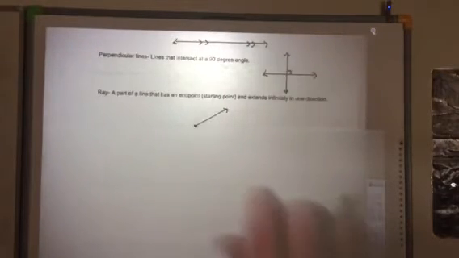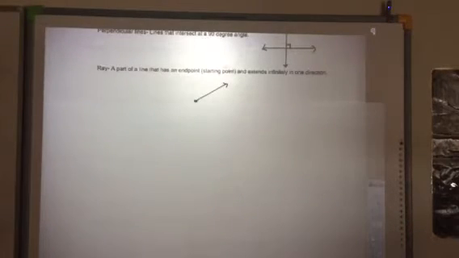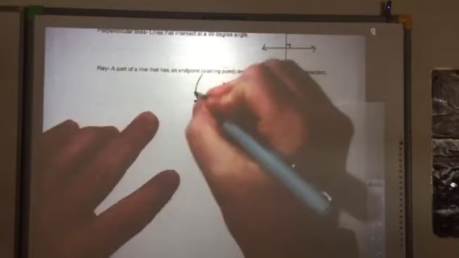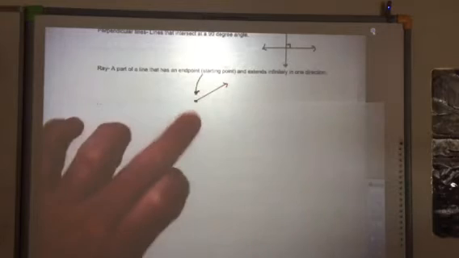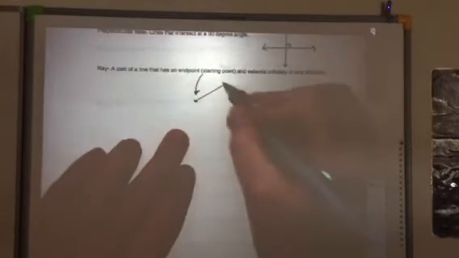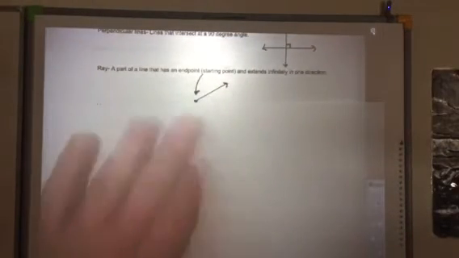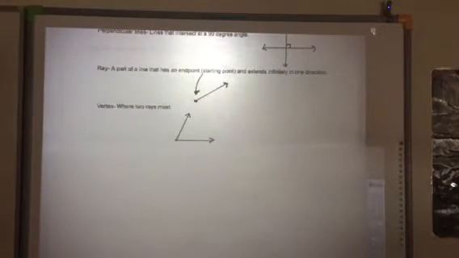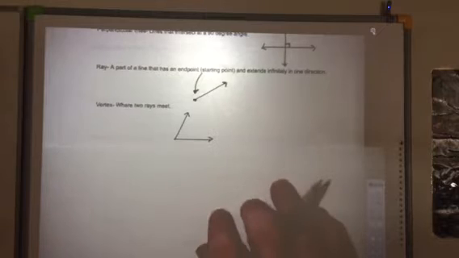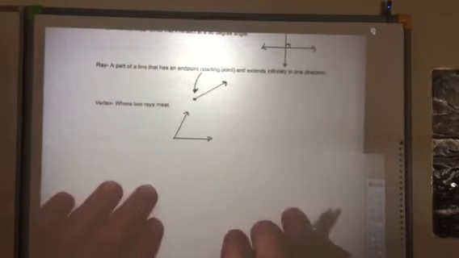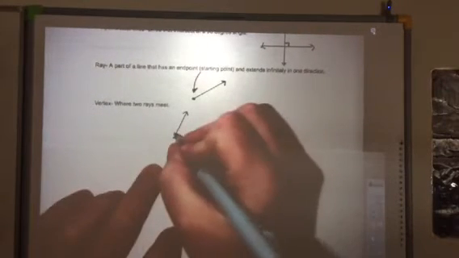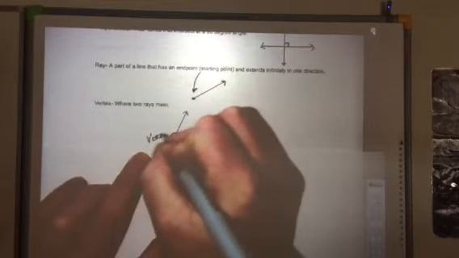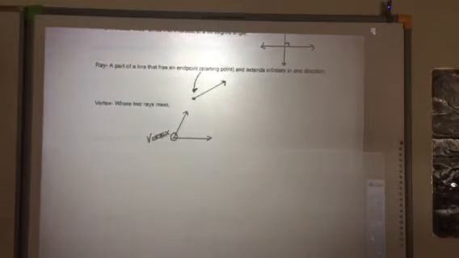Ray, a part of the line that has an endpoint and extends infinitely. So our endpoint or the starting point is here, has a little dot. It extends indefinitely, meaning this arrow. So that is a ray. Vertex, where two rays meet. So that point right there is the vertex.